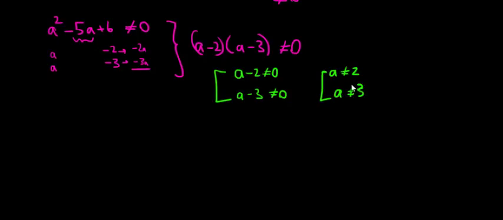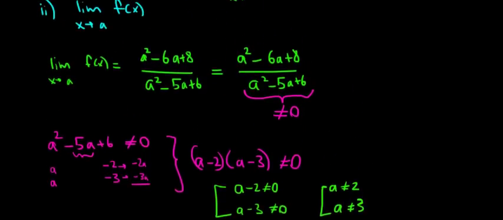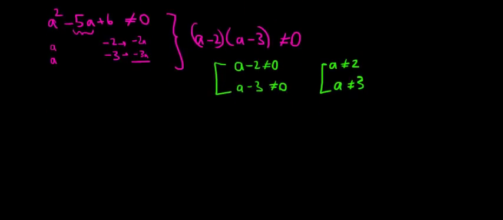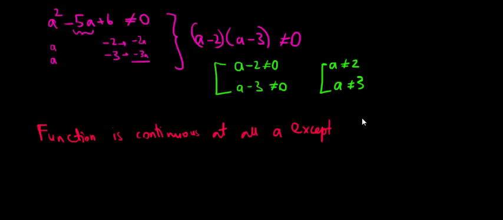Now this is already an answer to our first question. We said that the function can be defined everywhere except where we divide by 0, because the only undefined case here is division by 0. So the function is continuous at all values of a except for 2 and 3.